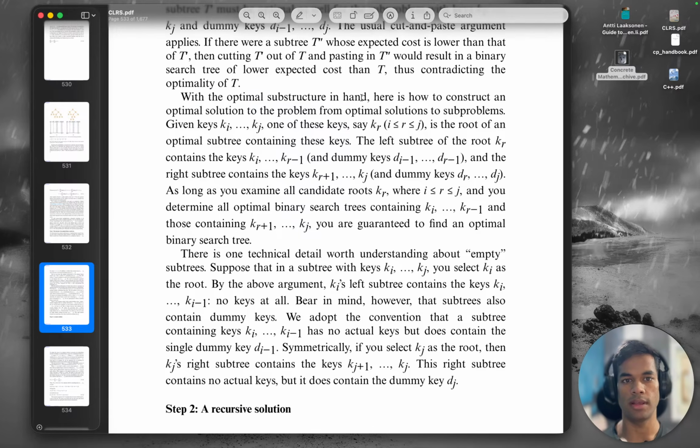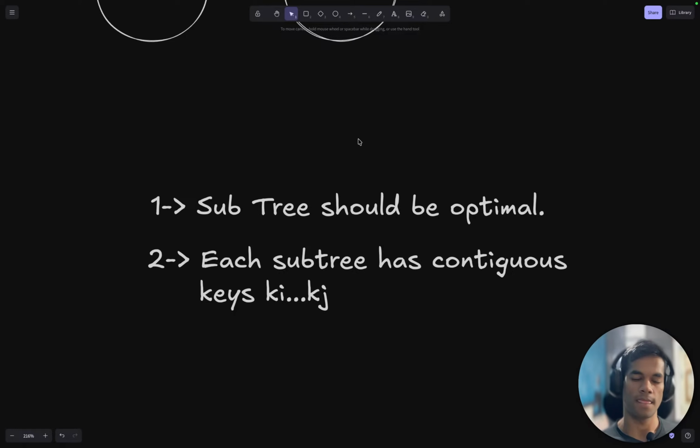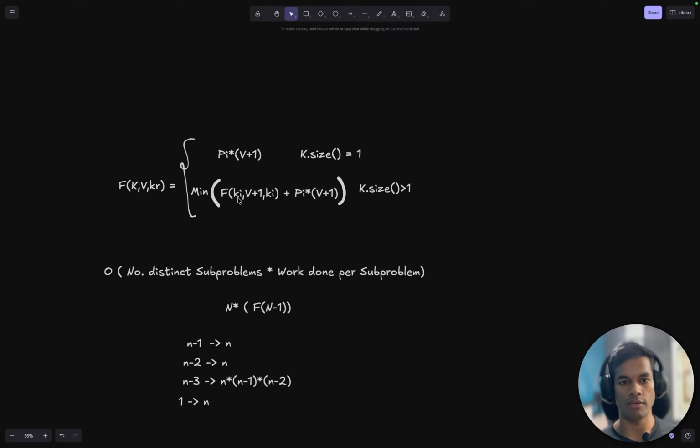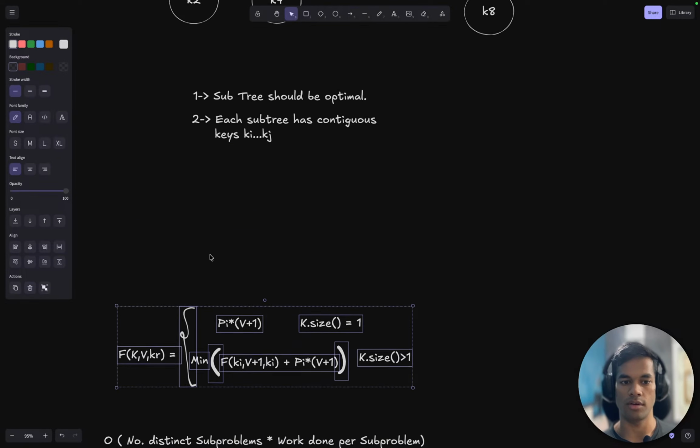With the optimal substructure in hand, here is how to construct an optimal solution to the problem from optimal solutions to subproblems. Given keys ki till kj, one of these keys, say kr between i and j, is going to be the root of an optimal subtree containing keys from the left and from the right. This is very similar to the rod cutting problem.